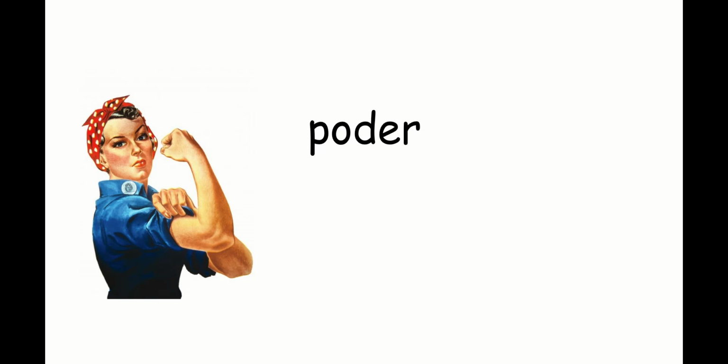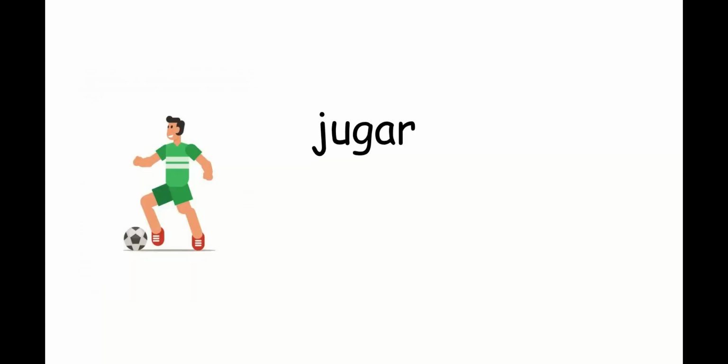The stem of a verb is the part of the verb without the ending, without the AR, ER, or IR ending. So poder means can, or to be able to. The stem of poder is pod, because you take off the ER, which is the ending, and then you just have pod, which is the stem. Jugar means to play. Take off the AR, and you've got jug as the stem. Preferir means to prefer, and if you take off the IR ending, then prefer is the stem of the verb.